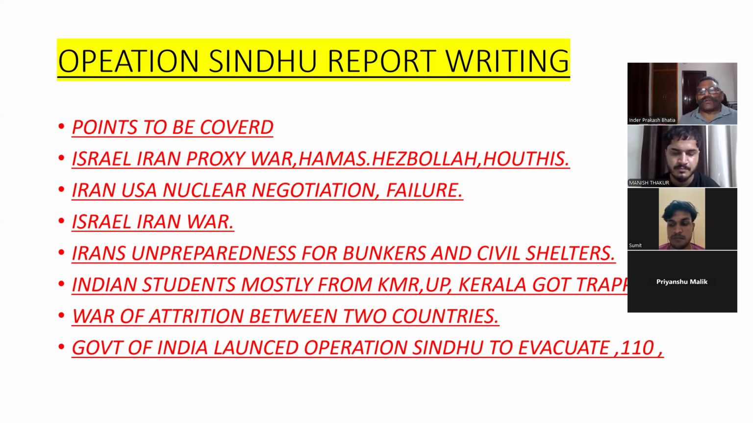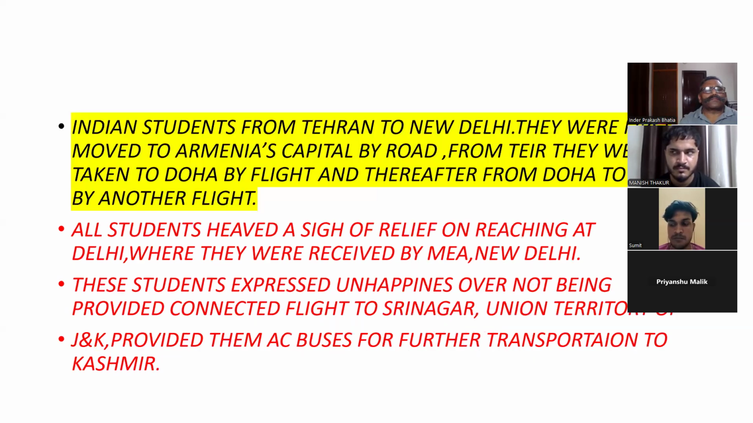Government of India launched Operation Sindhu to evacuate 110 Indian students from Tehran to New Delhi. They were moved to Armenia's capital by road. From there, they were taken to Doha by flight and thereafter from Doha to Delhi by another flight. All students heaved a sigh of relief on reaching Delhi, where they were received by the Ministry of External Affairs, New Delhi. सारे के सारे स्टूडेंट दिल्ली पहुंच गए.